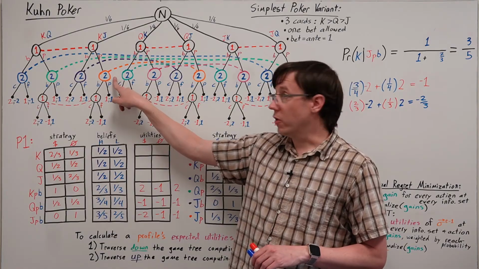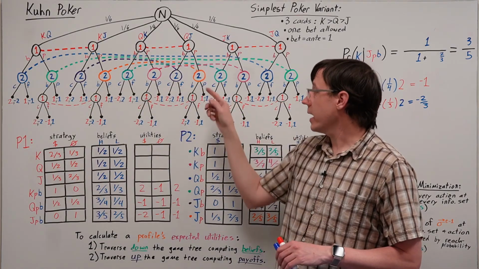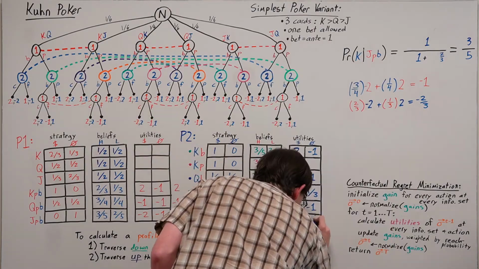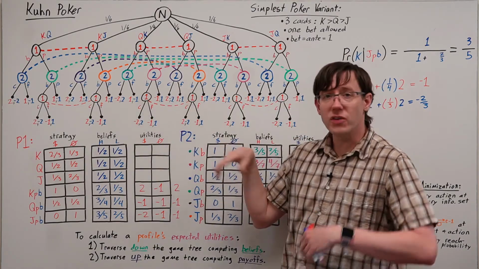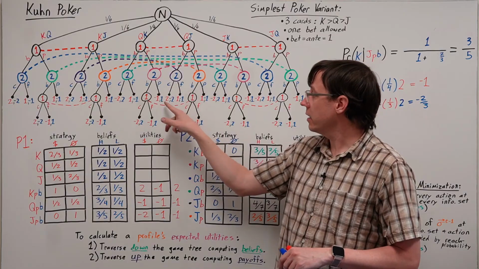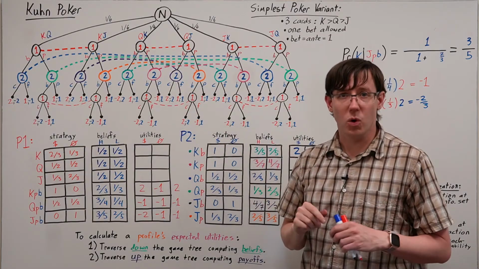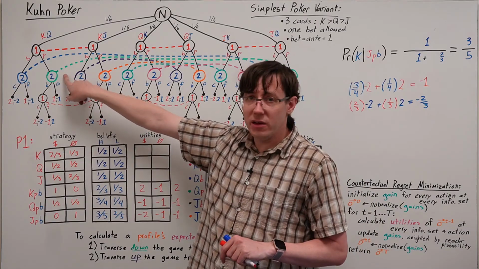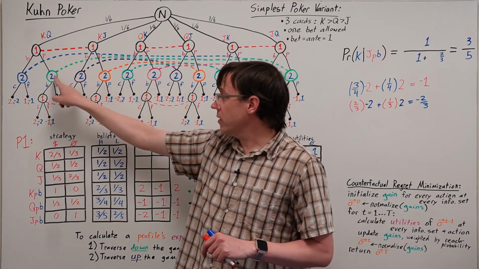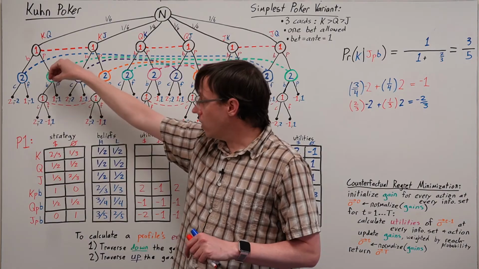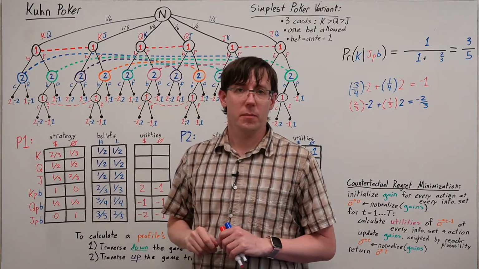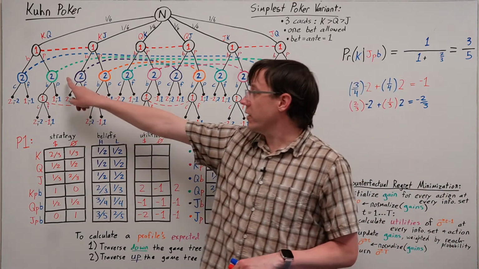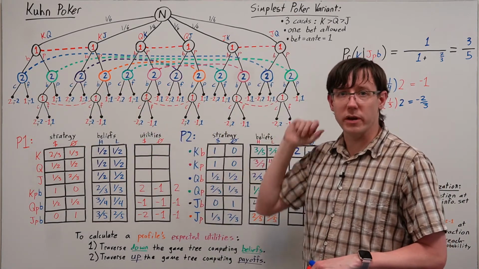At the orange node, player 2 is holding a jack, and so passing always gets them -1. And at the pink information set, player 2 is holding a king, so when they pass, they always get 1. But now we have to figure out, at the green information set, if player 2 plays bet, what will be their expected utility? Well, at the green information set, there's a 1/3 chance we're at this state and a 2/3 chance we're here.